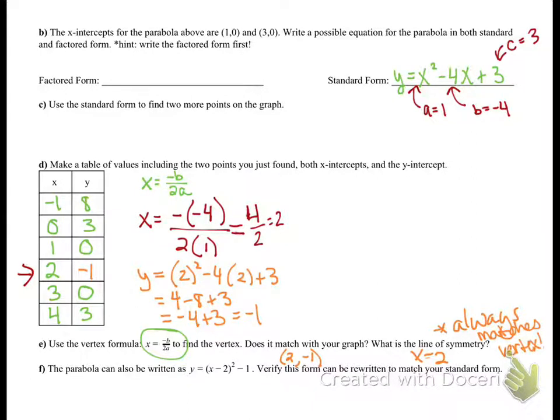Okay. The parabola can also be written as y equals x minus 2 squared minus 1. So if it asks me to verify that they are equivalent, I just have to use algebra rules until they actually say the exact same thing. So I'm trying to get this y equals x minus 2 squared minus 1, and I want that to be equal to my standard form, which is x squared minus 4x plus 3. So let's see if we can do that.